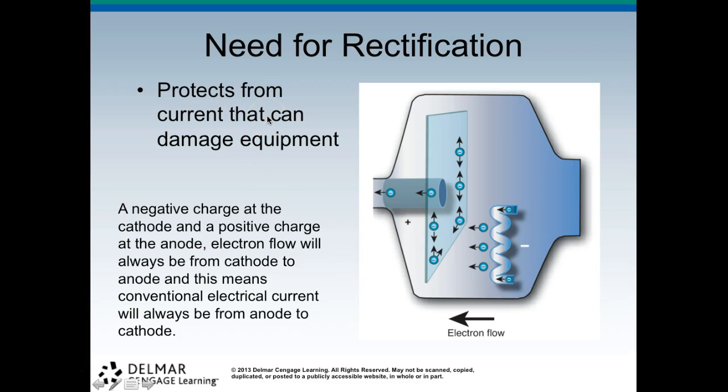The reason we need rectification is that it protects against current that can damage the equipment. With a negative charge at the cathode and a positive charge at the anode, electrons will flow from cathode to anode. This means conventional electrical current will always be from anode to cathode. So you can see your cathode here coming across to your anode.